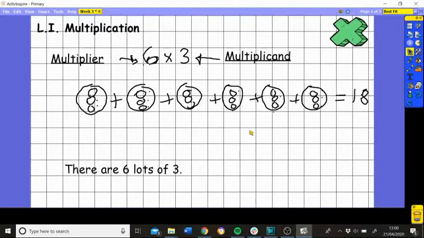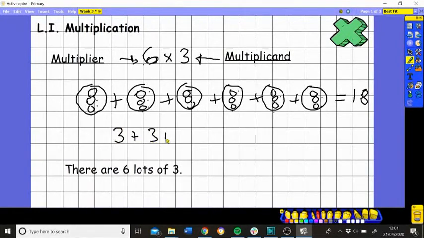If you don't need to draw out the groups, then we can just do 3, add 3, add 3, add 3, add 3, add 3. I have 6 lots of 3, 3, 6, 9, 12, 15, 18. So we get the same answer. 2 different ways of doing it, both get you the same answer.